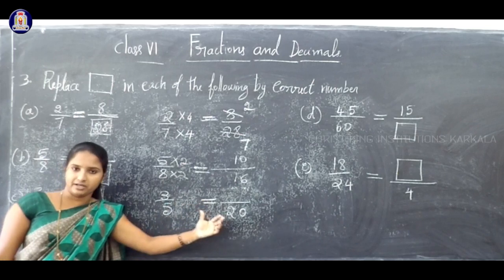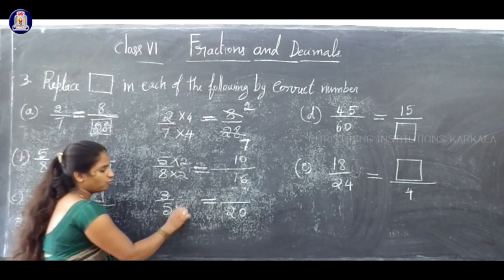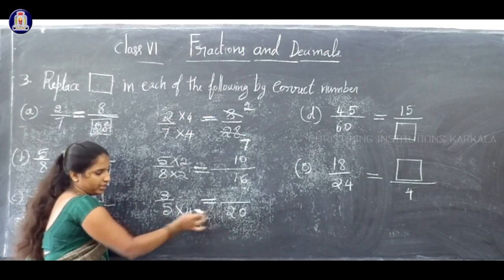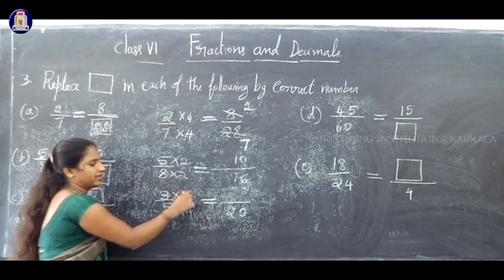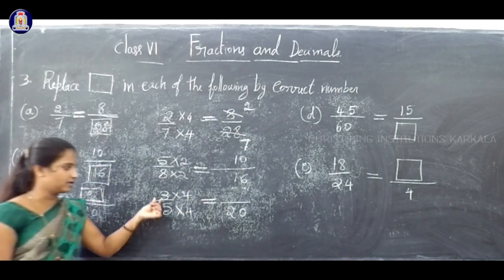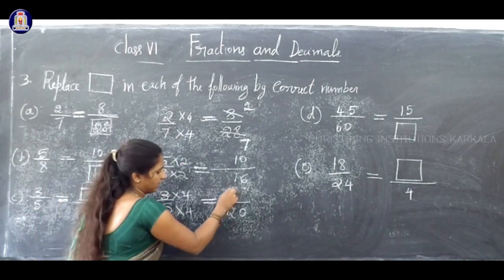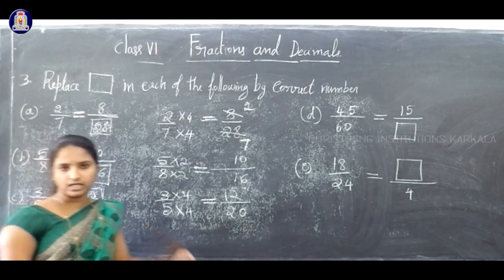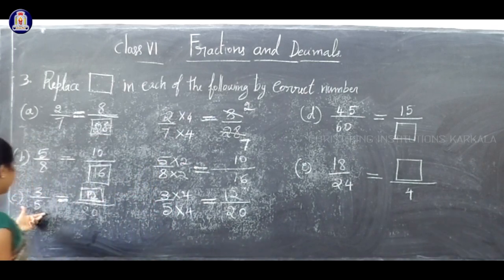To make the same denominator, how much do you have to multiply to get 20? We know that 5 4s are 20, 4 5s are 20, isn't it? So the same number we multiply to the numerator. So we get the answer. 3 4s are 12. So what is the answer? The fraction is 12 by 20. Third question: 3 by 5 is equal to 12 by 20.